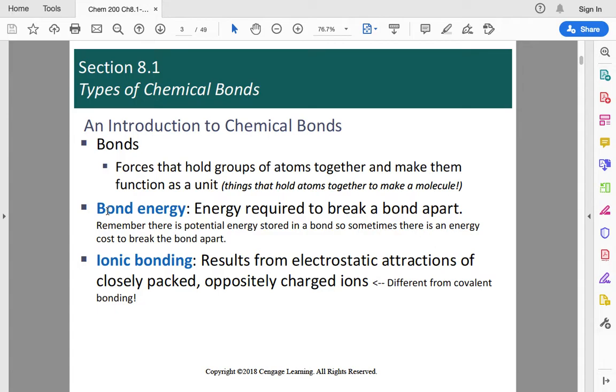So what we're going to be dealing with in this chapter is talking about why. Why is energy, where did that energy come from in that bond when it broke in an exothermic reaction that would cause it to release energy? Where did that energy come from? The first type of bonds that we're going to talk about are ionic bonds.